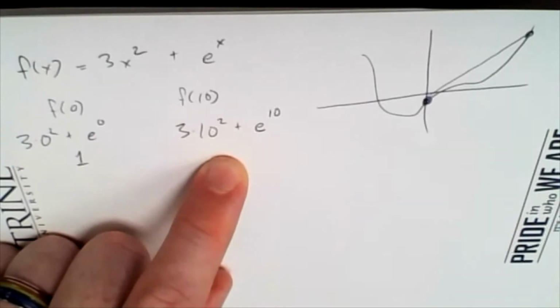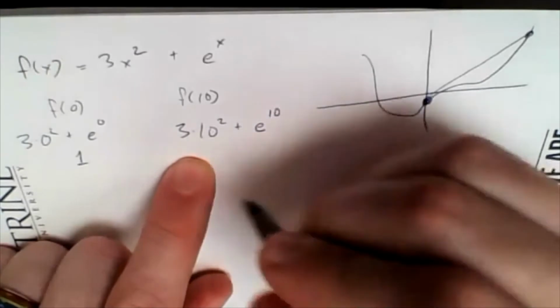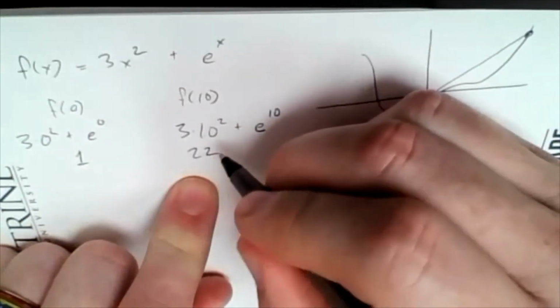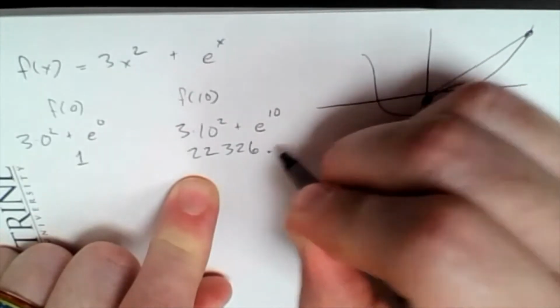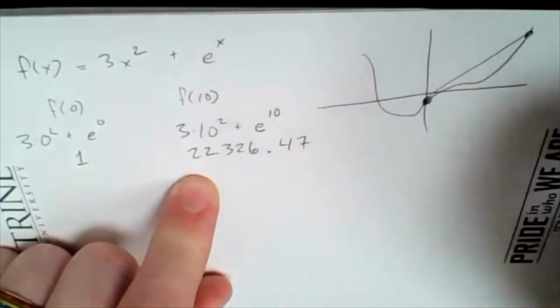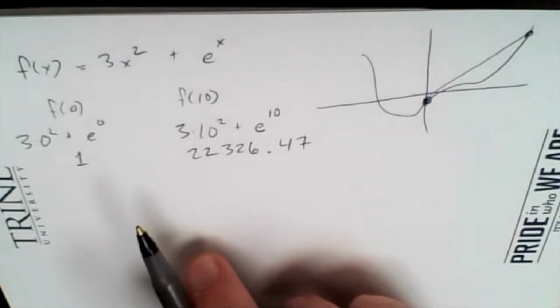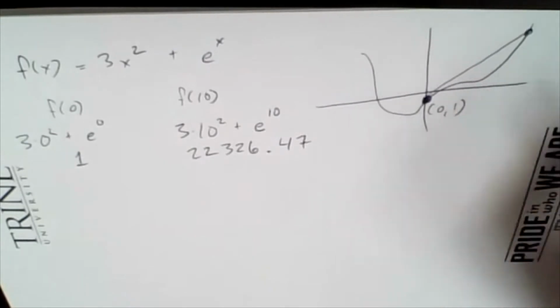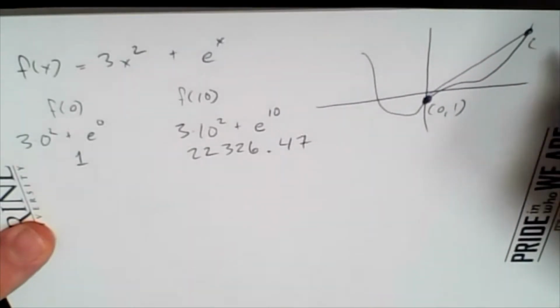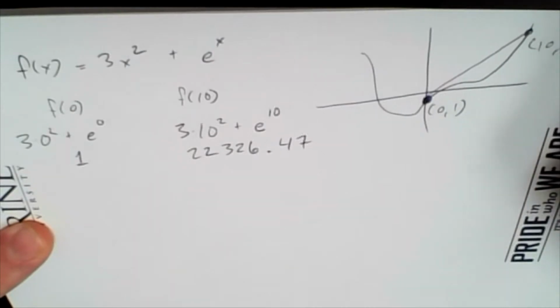I find that e raised to the power 10 is about 22,000. I'm going to add 300 to that, so I get about this number. Let's go ahead and round that to 2 decimal places. So my x and y coordinates for the first point are going to be 0 and 1. My coordinates for the second point are going to be 10 and 22,000 and change.